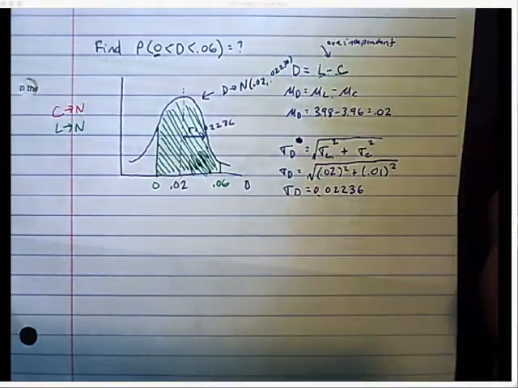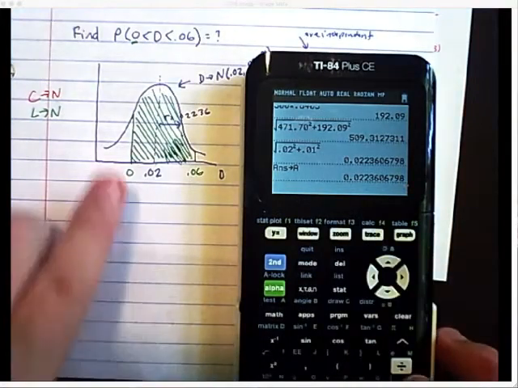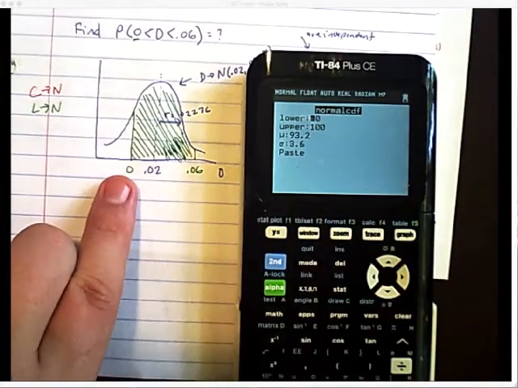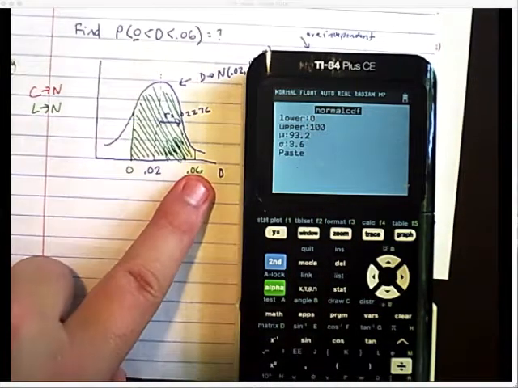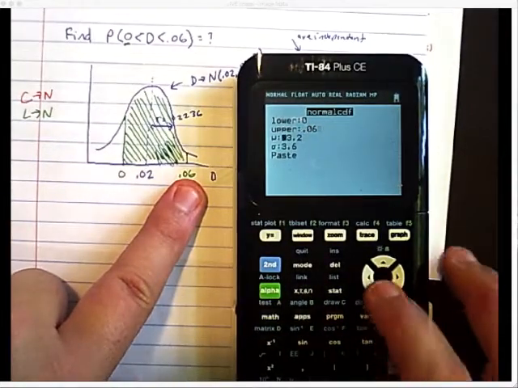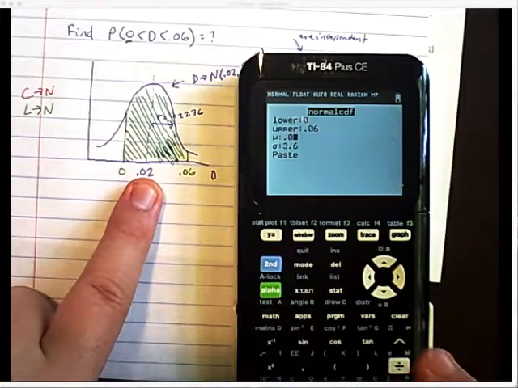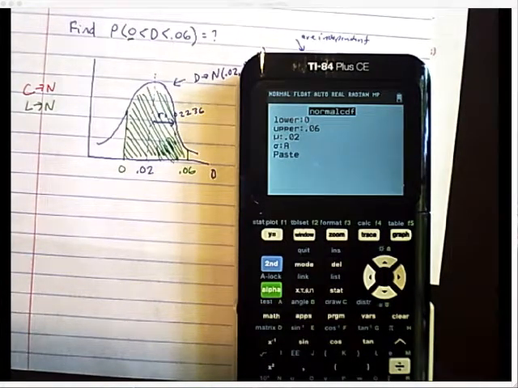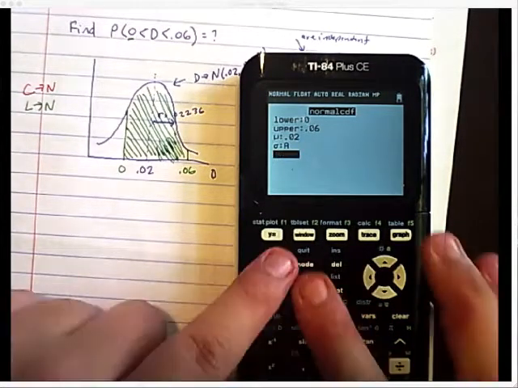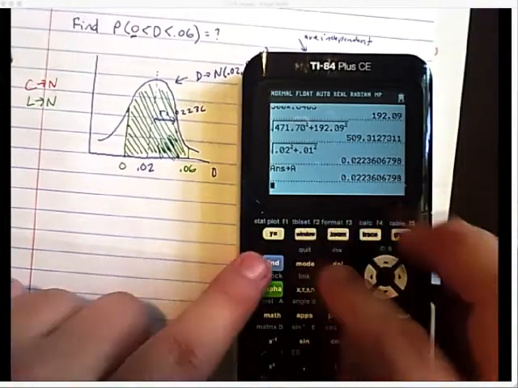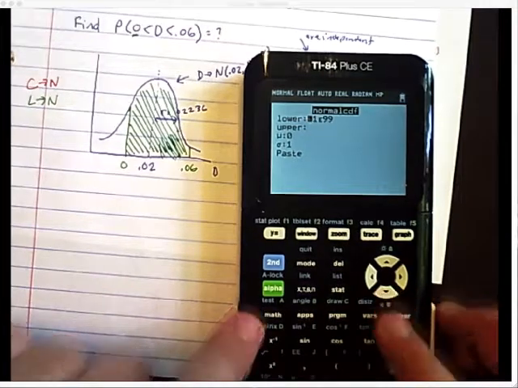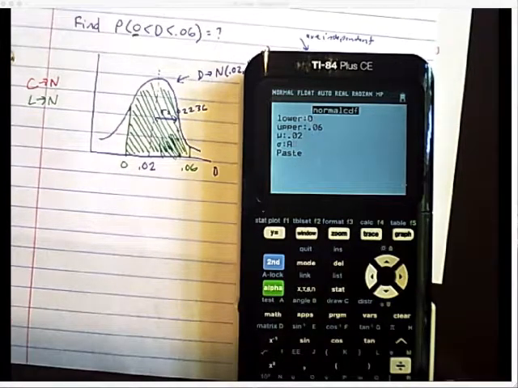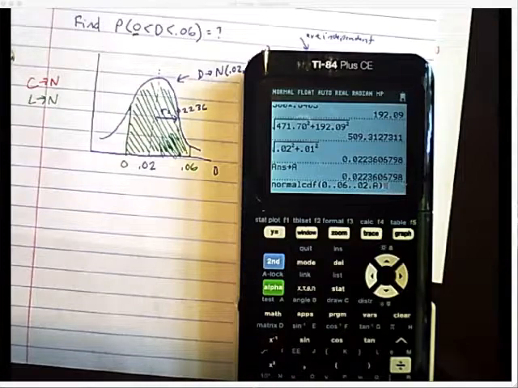All right. So here's how I'm going to do it on the calculator. This is a normal curve. So I'm going to go to my normal CDF. What's the lower boundary? 0. What's the upper boundary? 0.06. Okay, what's the mean of this distribution? It's 0.02. What's the standard deviation? Remember, I stored that as A. Again, that's why I stored it, so I keep all the decimals. Okay, so again, 0 to 0.06, 0.02, A. Hit enter, paste, and there we go.